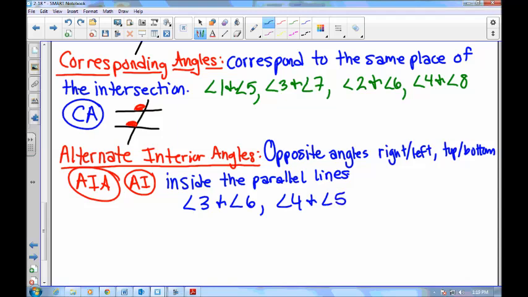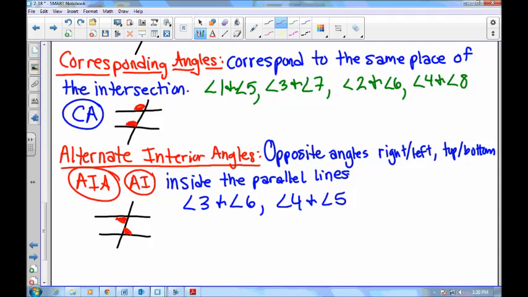So again, let's draw ourselves a little picture in the margin to show what those mean. So if I do the top left, then the bottom right inside the parallels. Skip a line because we're going to add something in later.